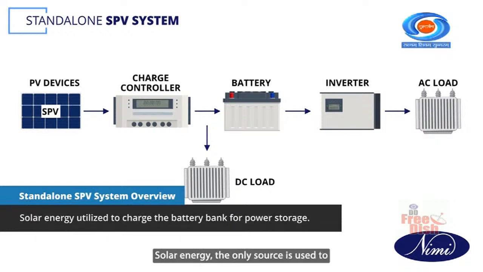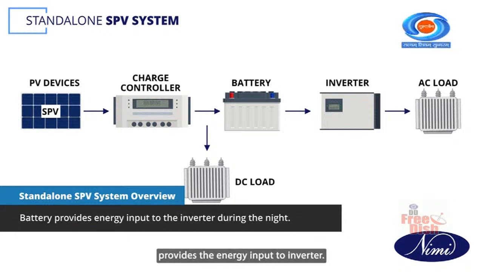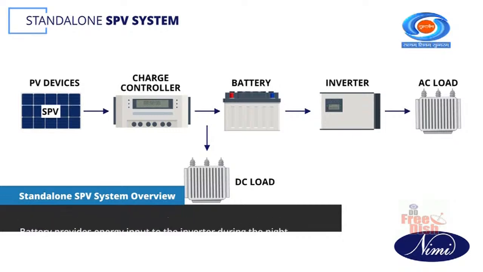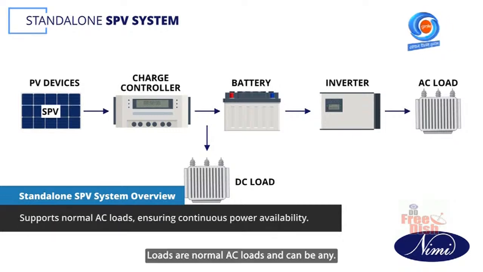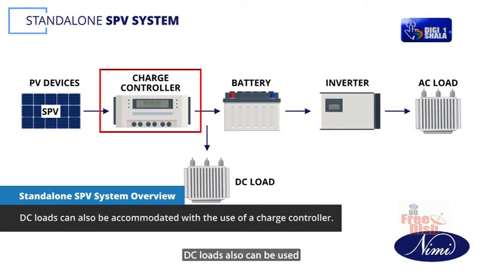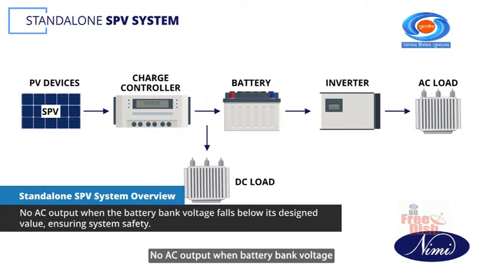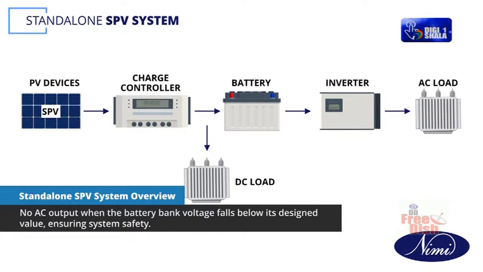Solar energy, the only source, is used to charge the battery bank and for day lighting. During night, the battery provides the energy input to the inverter. Loads are normal AC loads and can be any. DC loads also can be used after the charge controller. No AC output when the battery bank voltage goes below its designed value.